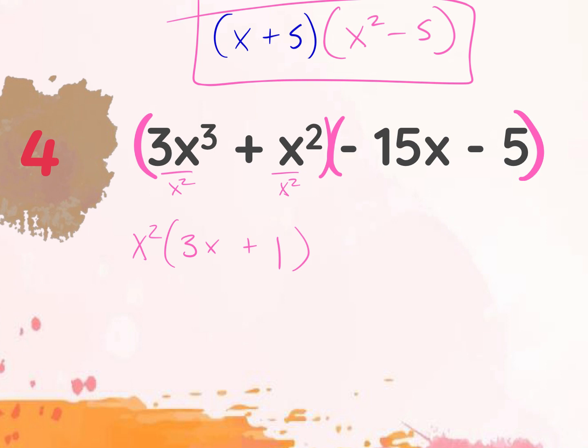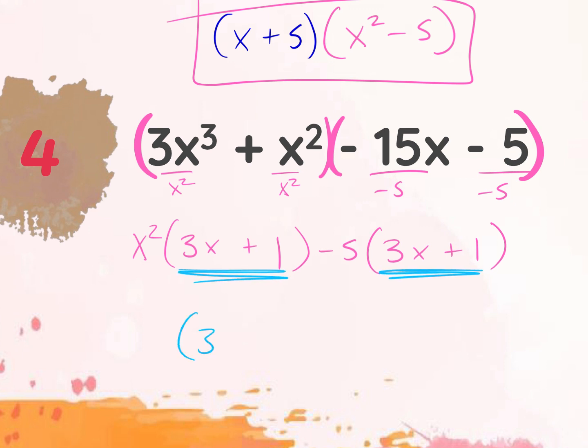Now take out the GCF from the second part, and then we'll do the rest of it together. All right, what's our GCF from the second part? Negative what? Negative 5. So we take out a negative 5. When we take out a negative 5, what are we left with? 3x plus 1. Awesome. Are the parentheses exactly the same? Yep, so one of our parentheses is going to be 3x plus 1. What's the other one? X squared minus 5.